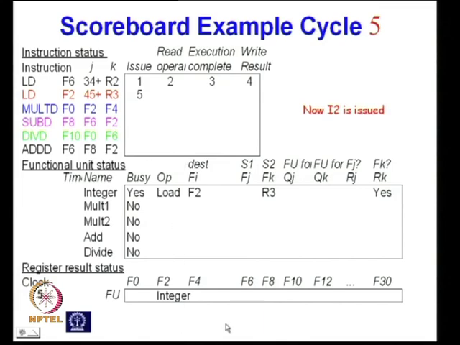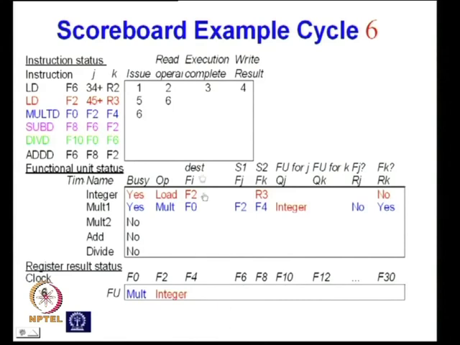And now let us go to the sixth cycle. Here you see the third instruction has been issued, because there is no true data dependency, and the functional unit required is different. Here it requires a multiplier. Since the multiplier has become busy now, various components like destination register, source register, and various other things are filled up appropriately in this database. And the result register status is also properly maintained. So, it has gone to the sixth cycle.